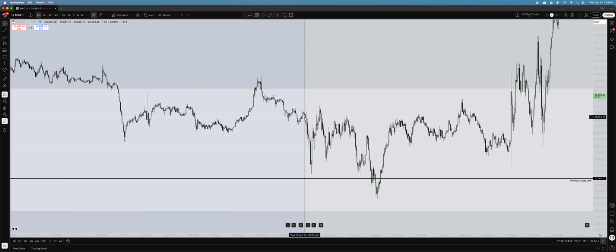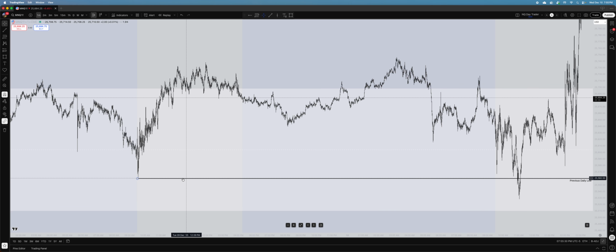So we open up, we sell off, we run a little bit higher here. Notice how this sell off here, right at the open, stops short of what? Yesterday's low right there. That low and that low.